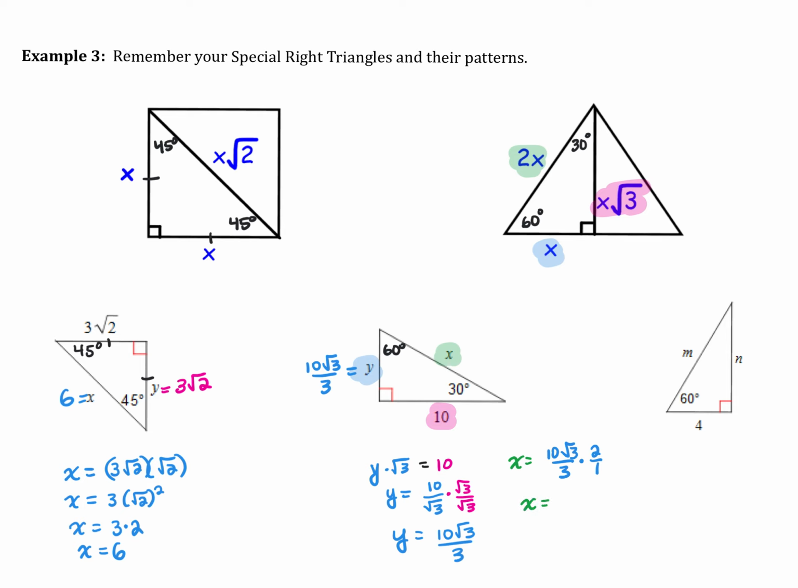So really, we're saying 2 times 10 radical 3 all over 3, and we can multiply 2 and 10 together since they're outside of the radical. We get 20 radical 3 over 3. So now this is 20 radical 3 over 3. Okay, last one.